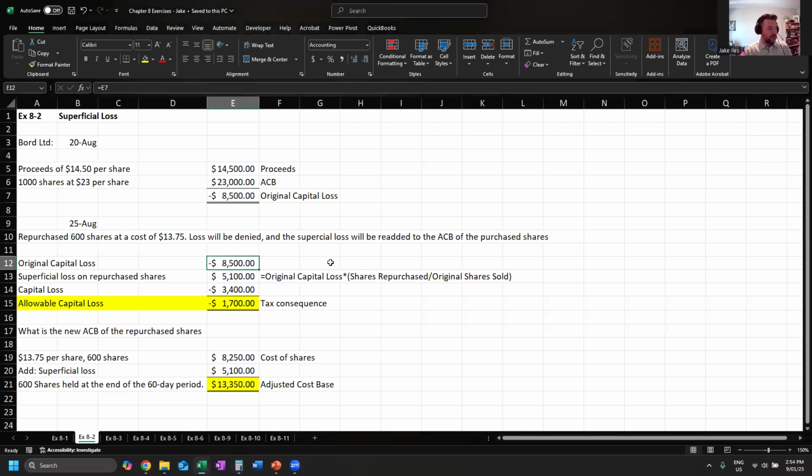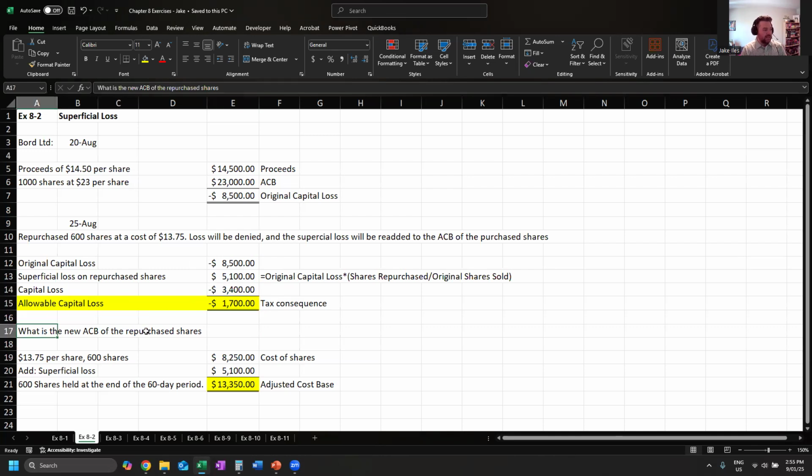So our original capital loss was 8,500. We're removing 5,100, or adding it to income. So our capital loss went from 8,500 to $3,400. What do we do with capital losses? Well, we have to halve it. That 50% inclusion, the allowable capital loss is $1,700. So our original capital loss was 8,500. It changed to 3,400, having a $1,700 effect on our income.